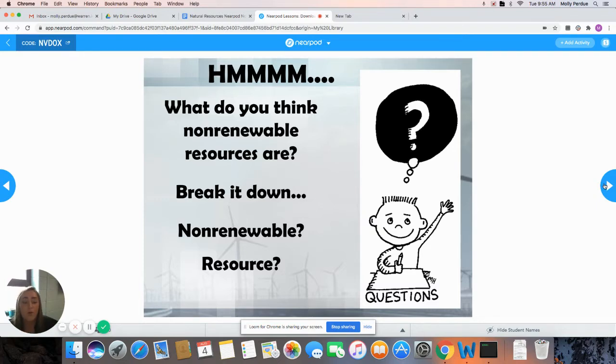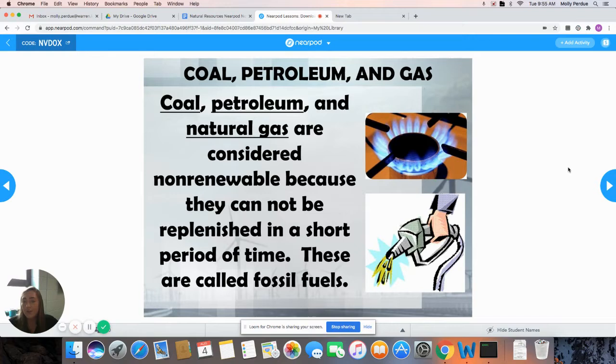Okay, so now we're going to go through and I'll explain what non-renewable resources are. First, we have a couple examples. We have coal, petroleum, and gas. Coal, petroleum, and natural gas are considered non-renewable because they cannot be replenished in a short period of time. Okay, coal, petroleum, and gas are all fossil fuels.